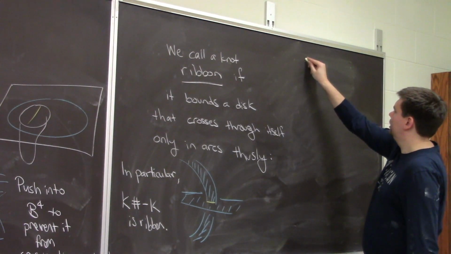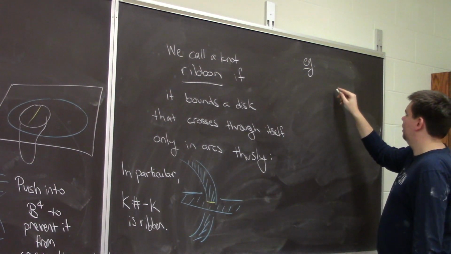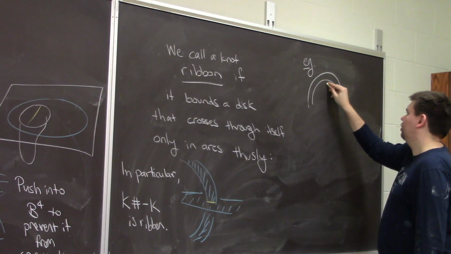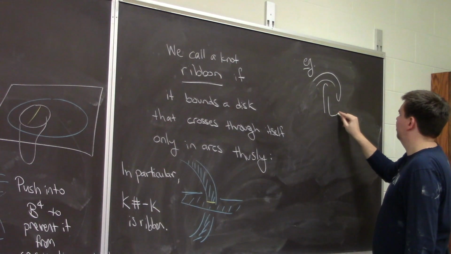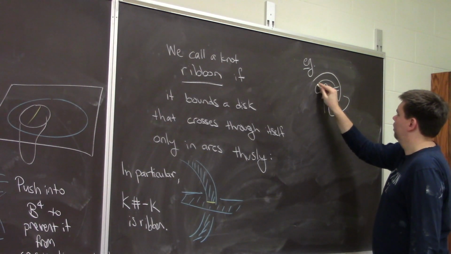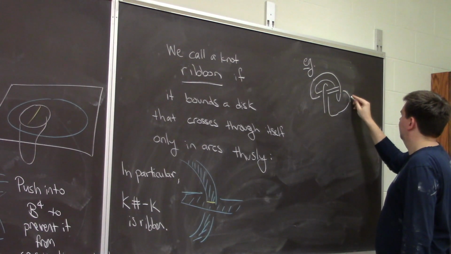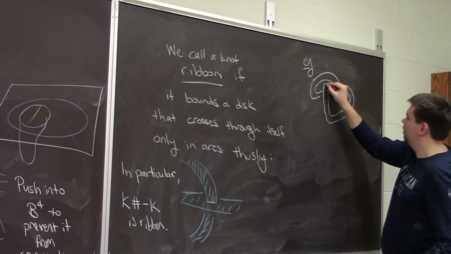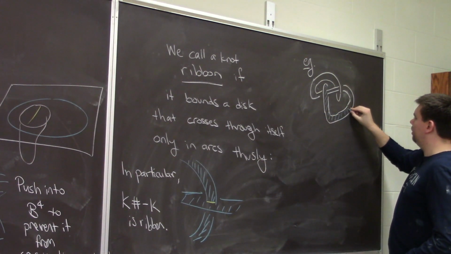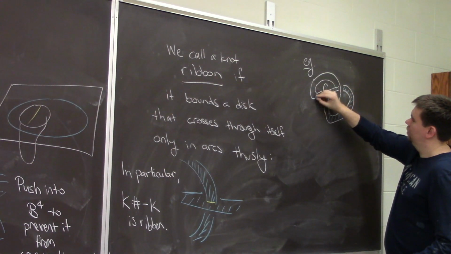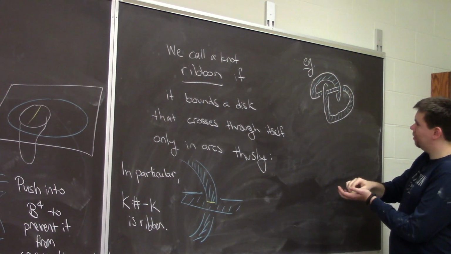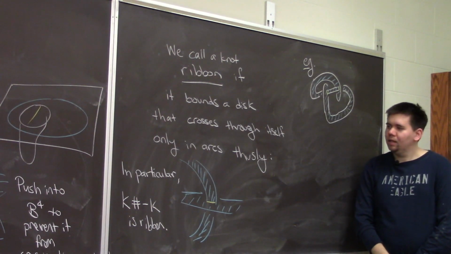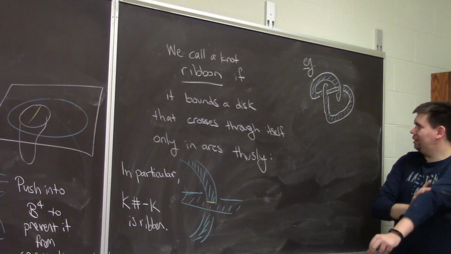But here's my claim. Well, let me give you another example of another ribbon knot. So here's a classic one. We can go around like this. Okay, here's another one. Notice that this guy bounds some disk. It's like a long piece of ribbon. And that disk passes through itself a couple times, namely right there in an arc and right there in an arc. Right?